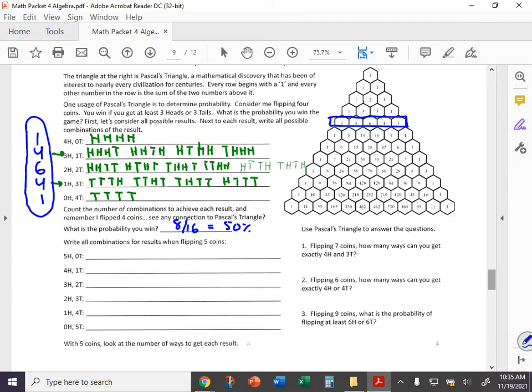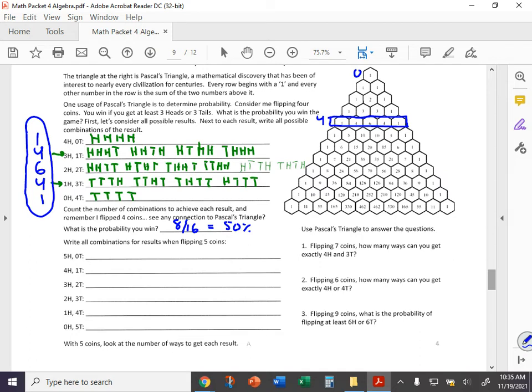Boom. 1, 4, 6, 4, 1. Right? It's not a coincidence that flipping 4 coins brings us to row number 4. Remember, this top row is considered row 0.